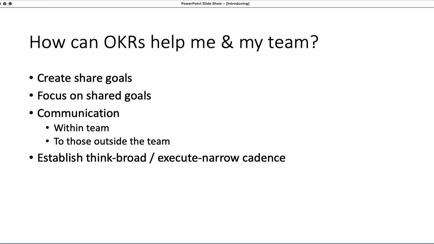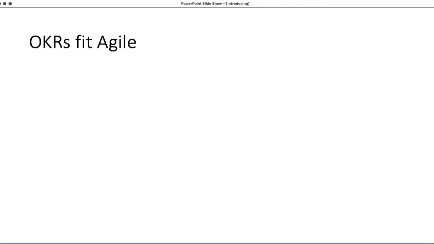OKRs establish a framework and a cadence. You spend a little bit of time every quarter thinking broadly, asking the big questions, and then you spend a lot of time executing narrowly, so you get a cadence. And yes, that cadence is one reason why OKRs fit well with Agile.